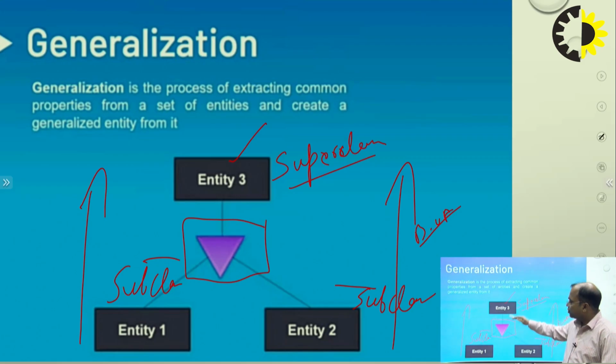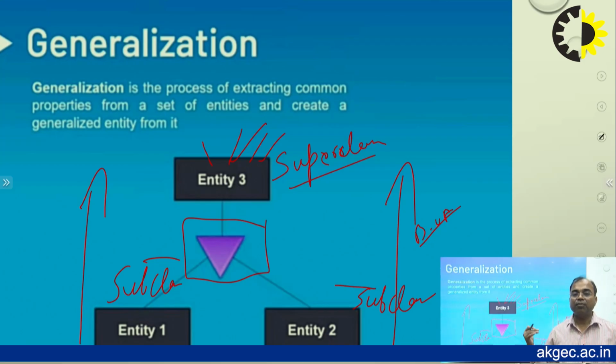So what does generalization do? Generalization basically takes some attributes from one entity and some attributes from another entity, and combines or generalizes them to create a new, higher-level entity, and the attributes from these are taken into the new superclass entity. So generalization is the process of extracting common properties from a set of entities and creating a generalized entity from it.